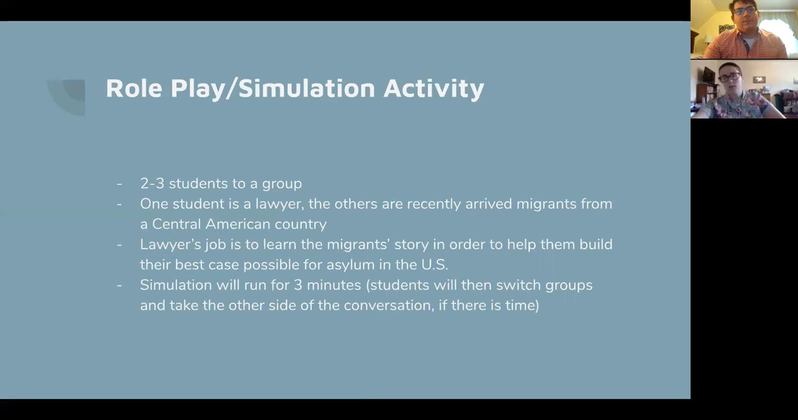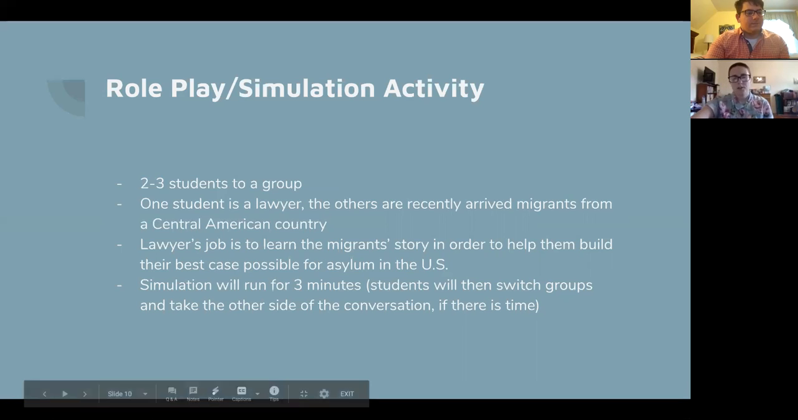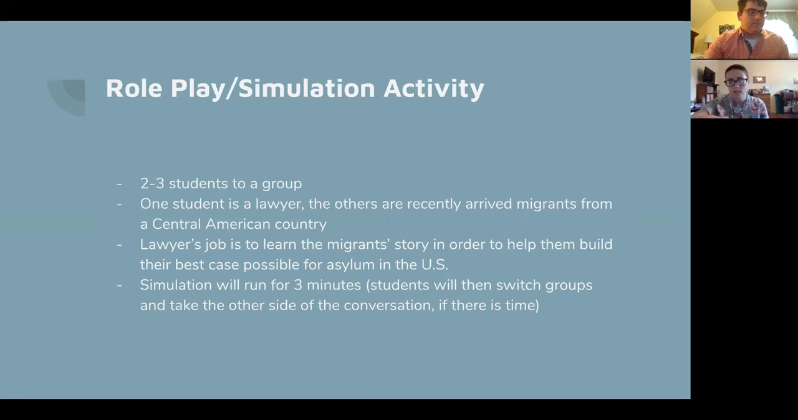Or say you work somewhere where you are being extorted by gangs in order to continue doing your work. You feel that your family is in danger. You can't go about living your life anymore because gangs are threatening you every day if you don't pay them a significant portion of your income just to keep doing your job, that sort of thing. And so they will have those briefs. They'll have a couple minutes to read through them and ask any questions before they begin the activity. The lawyer's job is just to learn the migrant story and ask them questions in order to help them build their best possible case for asylum based on the facts that they have.